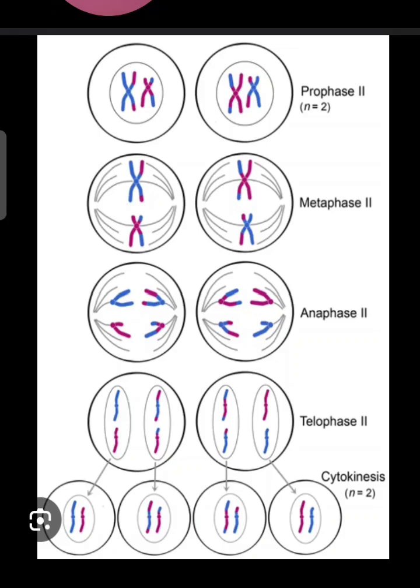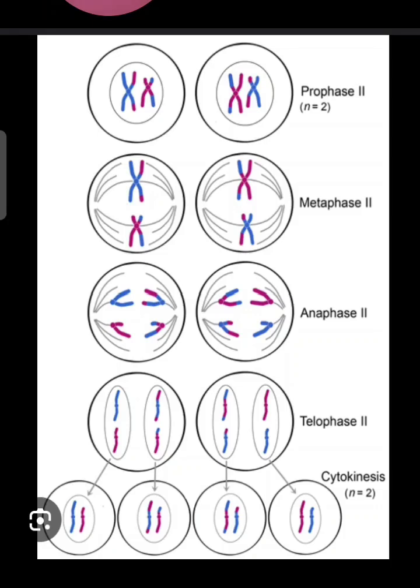But this is happening in male gamete formation. In the female, the oogonium will produce a primary oocyte, which will then produce one oocyte. We are saying that we get 4 daughter cells, but in the female it's only one oocyte and 3 polar bodies, which contain just nuclear material. That's the difference between male and female in gametogenesis.